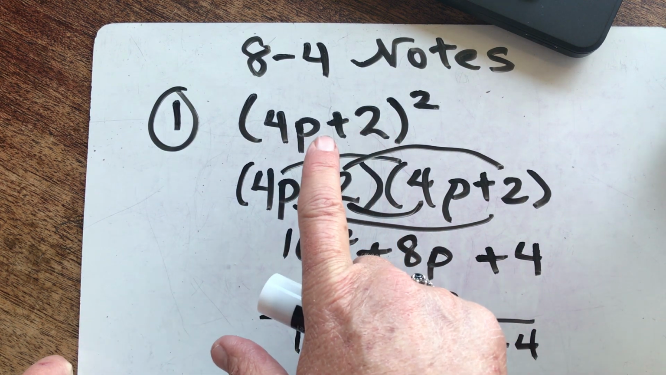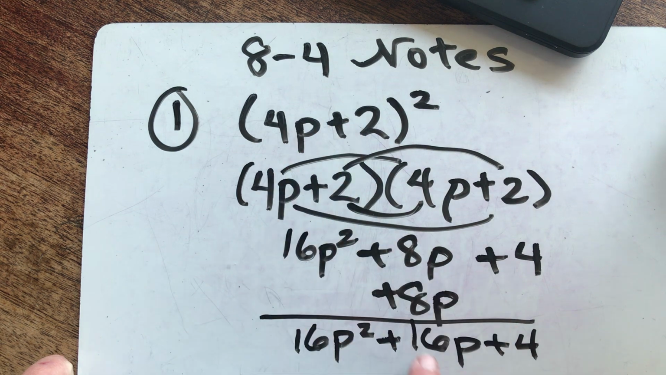4 times 2 is 8p. Double that, 16p. That's weird. Yeah, it is.